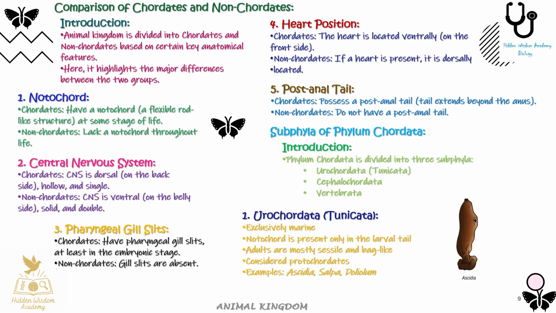Now let's talk about phylum Chordata, which is classified into three major subphyla, which are Urochordata, also known as Tunicata, Cephalochordata, and Vertebrata. First, Urochordata or Tunicata are exclusively marine animals where the notochord is present only in the larval tail and lost in the adult stage.